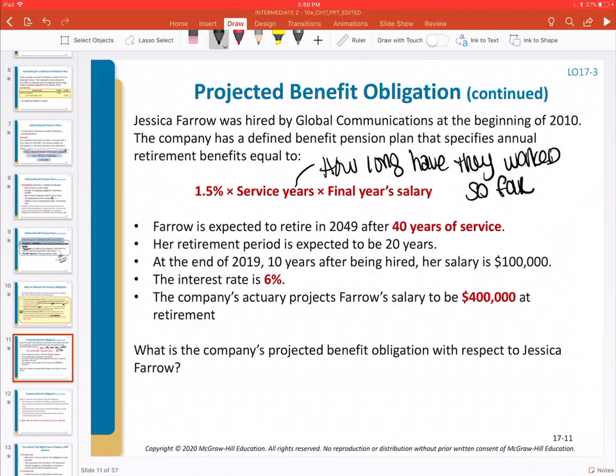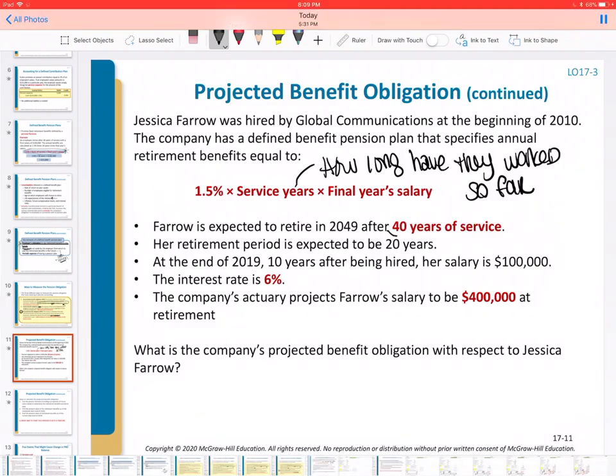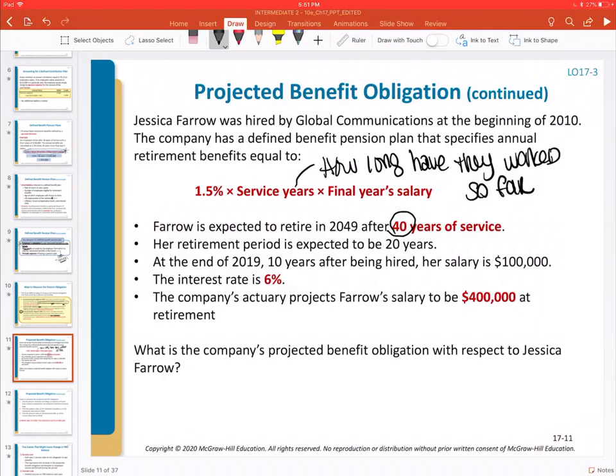Okay, so here are the details related to Jessica Farrow. She's expected to retire in 2049 after 40 total years of service. So remember, she has 40 total years of service. At the end of 2019, she has worked 10 years so far. Her retirement period is expected to be 20 years, okay?